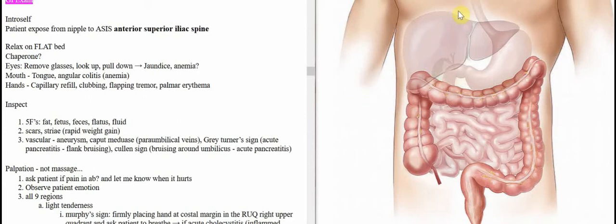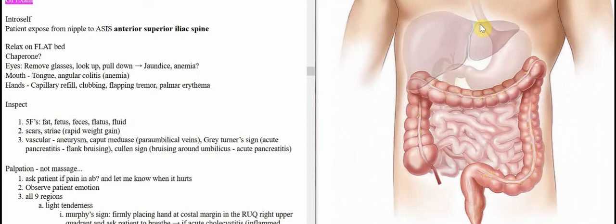Next, look at the eyes. Is there jaundice, looking yellow-green? Is there any conjunctival pallor, looking white, indicating anemia? Next, look at the mouth. Is the tongue swollen, indicating glossitis, also an anemia? Is there any angular cheilitis, also indicating anemia?